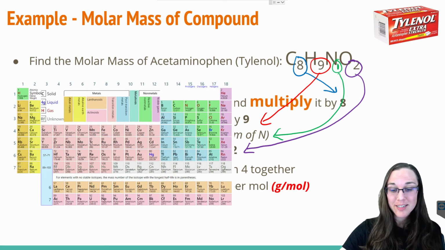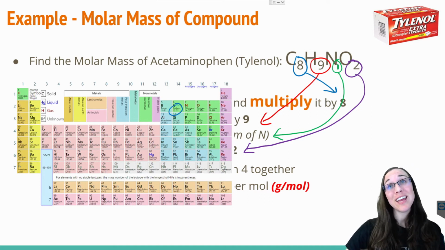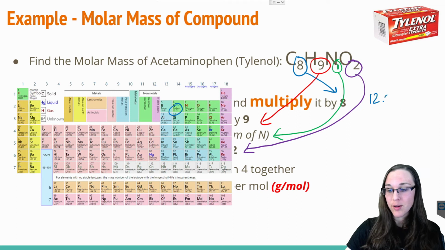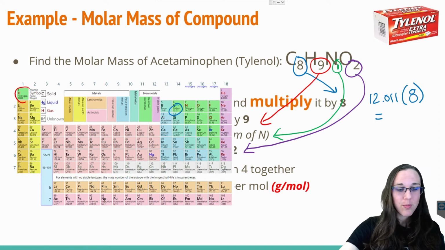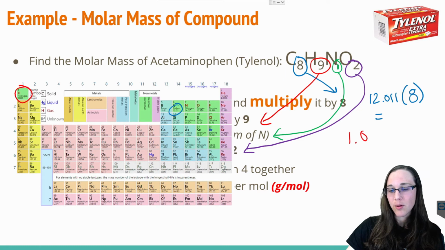Carbon on our periodic table has 12.011 grams per mole. And there's 8 of them. So I would have 12.011 times 8. For hydrogen, we have 1.008, or 1.01 if you want to round, for each hydrogen atom present. So that would be 1.008 times 9 gives me what?